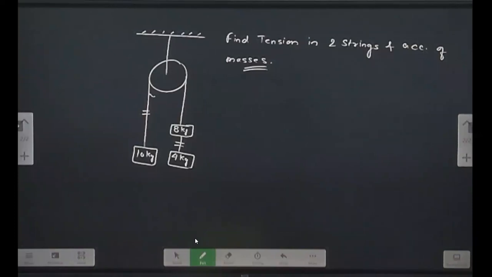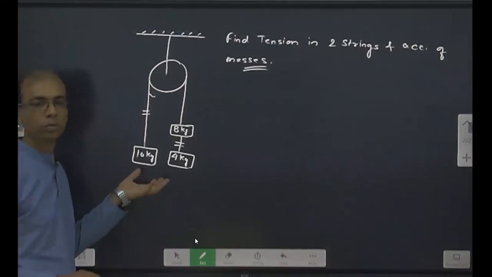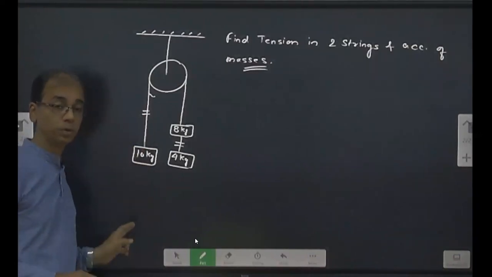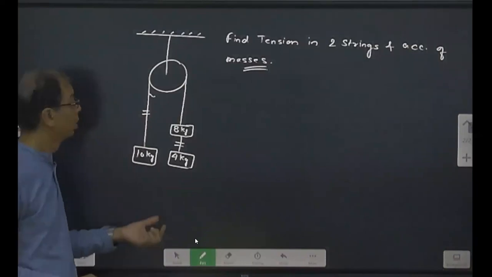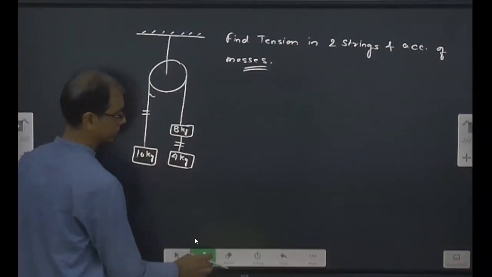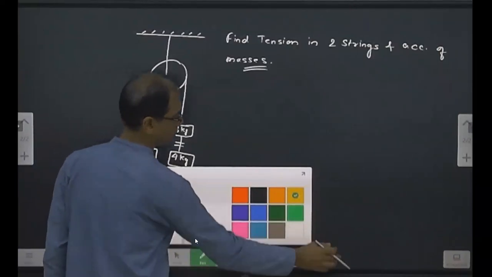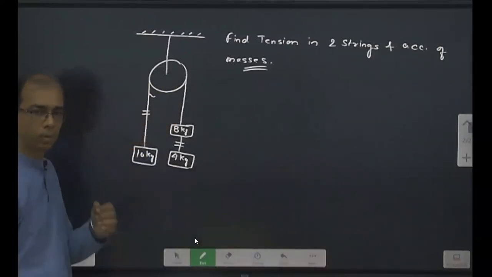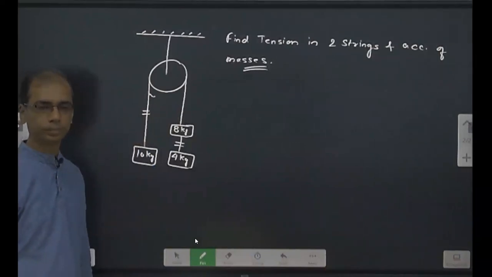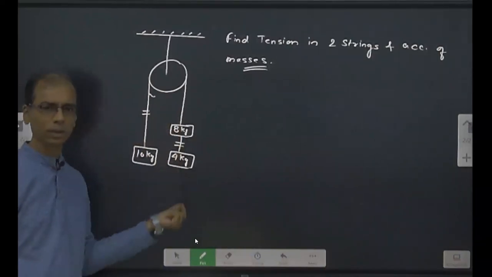Done, sir. Okay. So now tell me, who is going to pull and who is going to follow? Is the 10 kg going to pull it? Will it go down? Or will these two together go down? What do you think? The 8 and 4 will go down. 8 and 4 together will take it down.